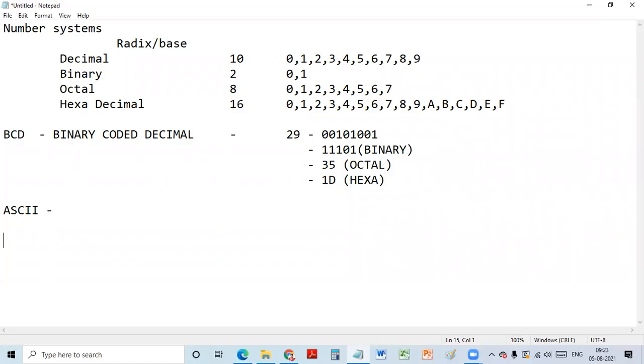Now there are methods to represent these numbers in binary. There are 2 ways. That is what is called fixed point representation and floating point representation.